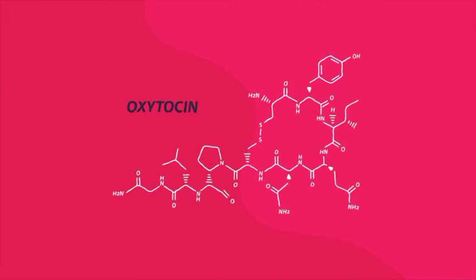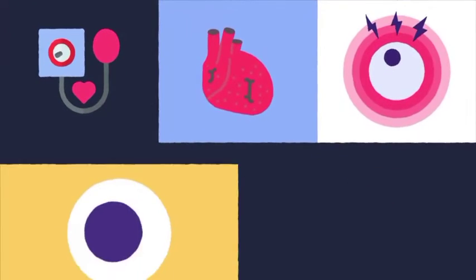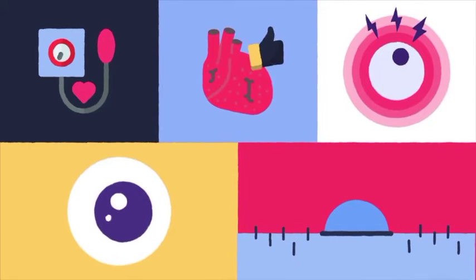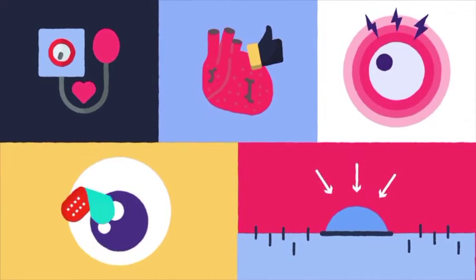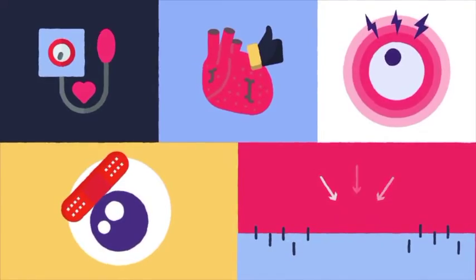Oxytocin, known as the love hormone, is released when cuddling, being intimate with a partner, or even playing with a dog. Studies have shown that the hormone can reduce blood pressure, which reduces the risk of heart disease. It can also block stress hormones, help heal wounds, and even reduce swelling.